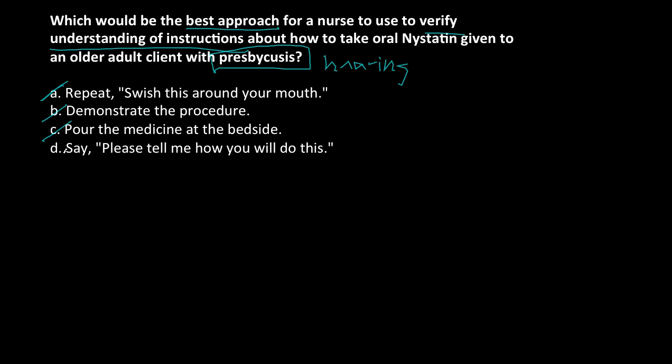So now we're left with D, right? But let's look at that. Say, please tell me how you will do this. And this is the best way to verify instructions in any situation, because you're asking them to repeat what it was that you told them. That way you can verify, did they understand it correctly or did they not understand it correctly? So by saying, please tell me how you will do this, you're able to assess if that patient has the right information or not. Okay?